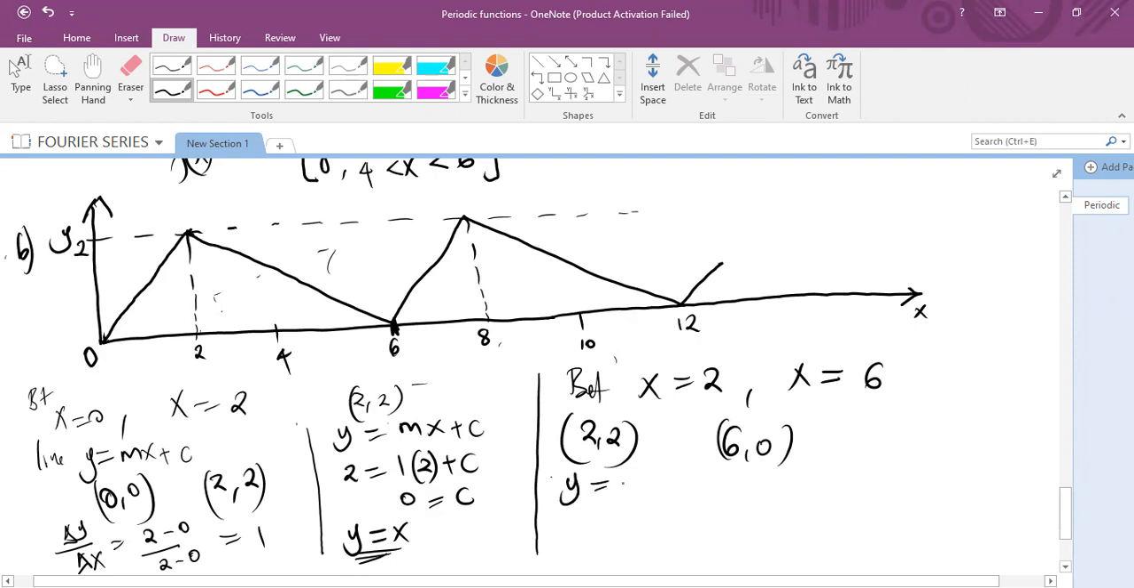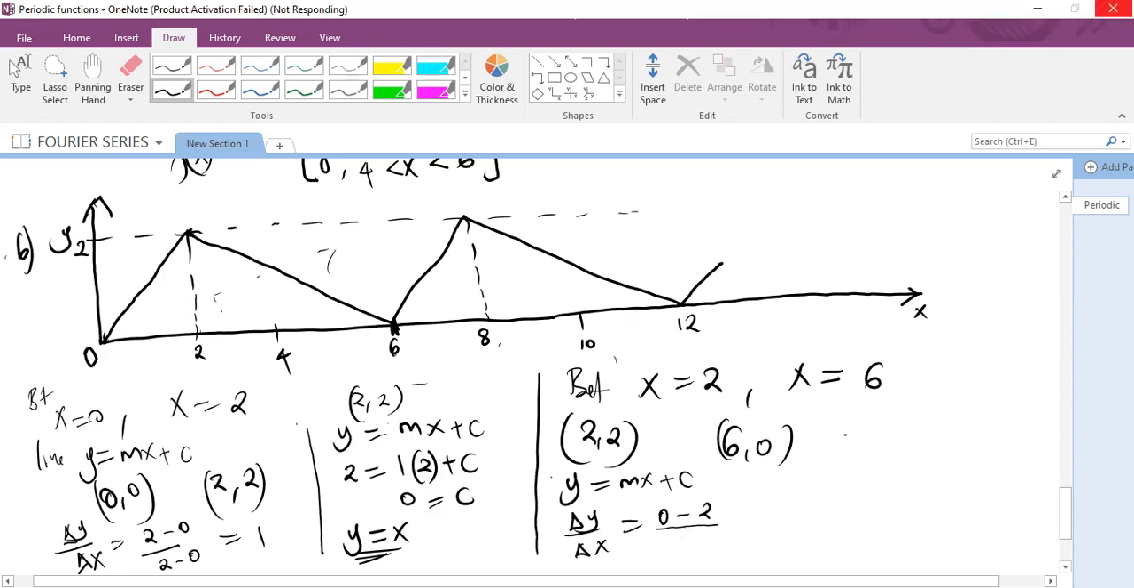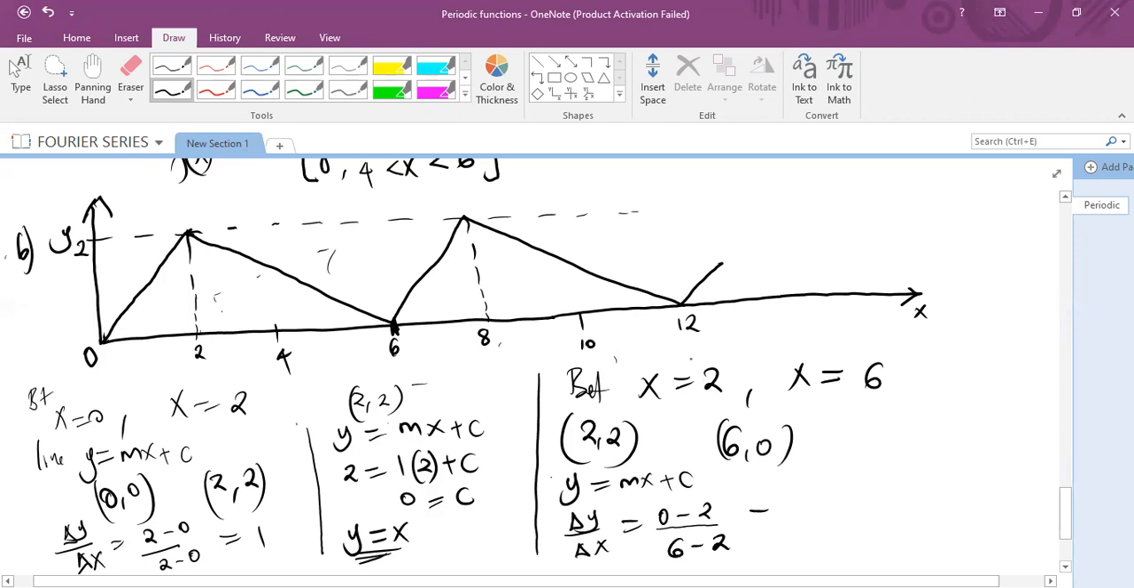So getting y is equal to mx plus c, let's first of all start by getting the gradient. So the gradient is change in y over change in x. And this is going to be equal to change in y, so we can have 0 minus 2, over change in x, we can have 6 minus 2. So this will give us minus 2 over 4. And this will be minus a half. So minus a half is going to be our gradient.